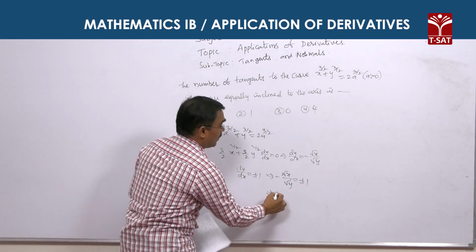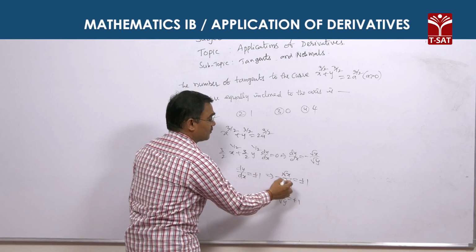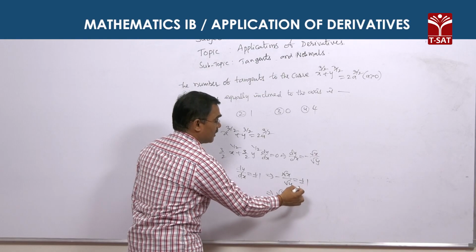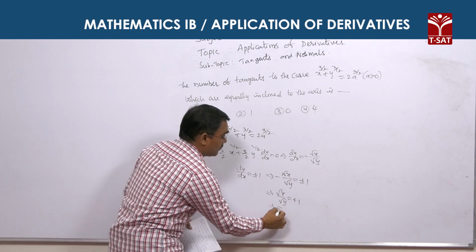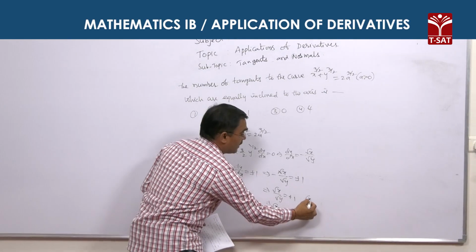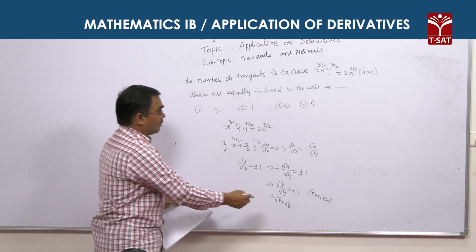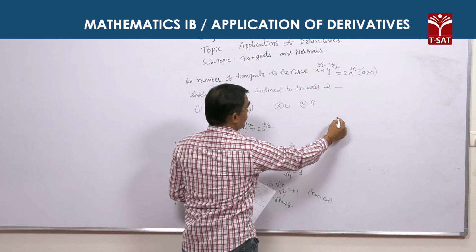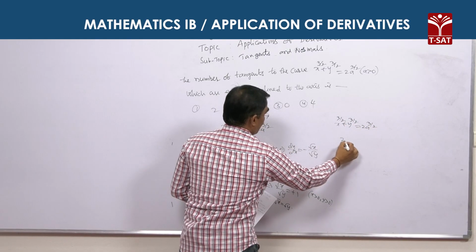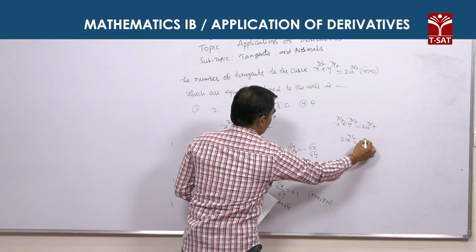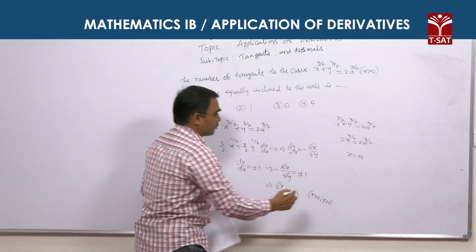So root x by root y is equal to only plus 1, because root x is positive and root y is positive, so only that is possible, not the other. So root x equals root y, with x and y positive. Substitute root x equal to root y in the given equation x^(3/2) + y^(3/2) = 2a^(3/2). So 2x^(3/2) = 2a^(3/2). Substitute the value: x is equal to a, and y is also equal to a.